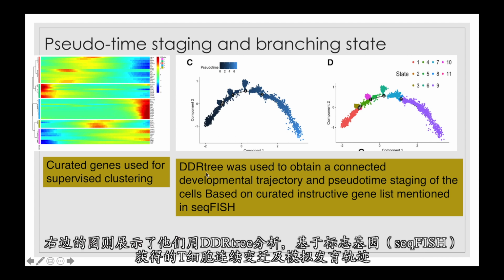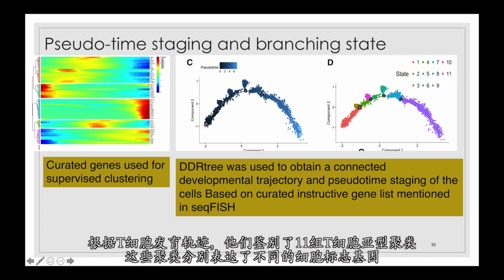And here they use the DDRTree analysis to obtain a connected developmental trajectory and pseudotime staging of the cells, based on the curated instructive cell gene list mentioned in the SICK-FISH paper. By following the pseudotime analysis, they easily find that 11 clusters of cells follow the pseudotime and express different markers.